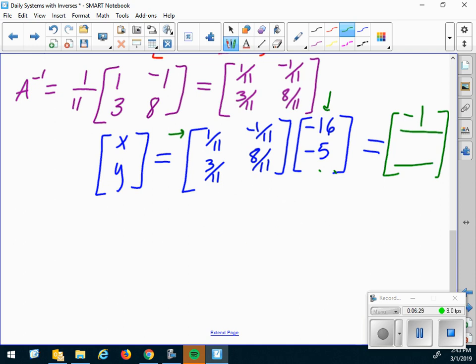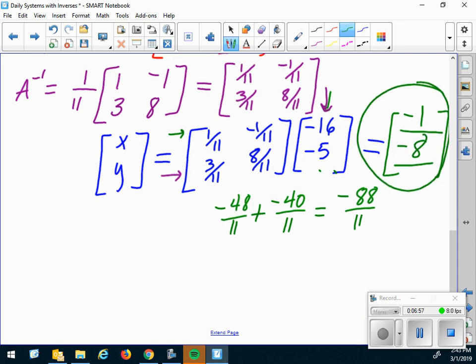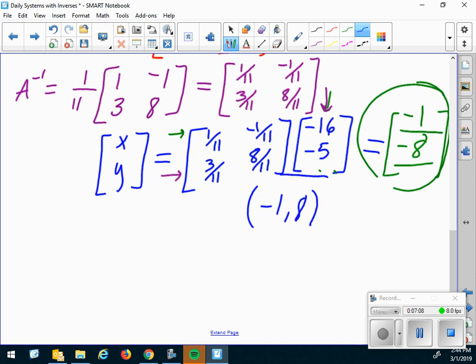The next one is row 2, column 1. Good. -48/11 plus, positive or negative? Plus -40/11. Good. -88/11. Bingo. There's your answer. Now, oh, whoops. I need to write it as XY, don't I? Yeah. So I need to write it as a point. -1, 8. There's my answer right there.